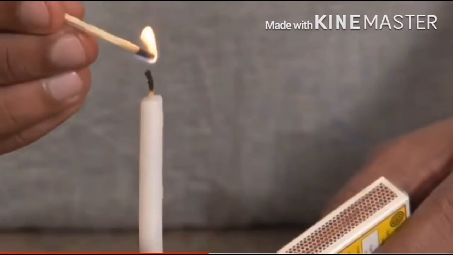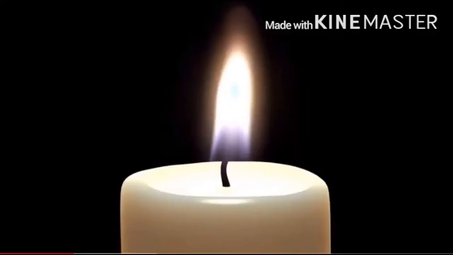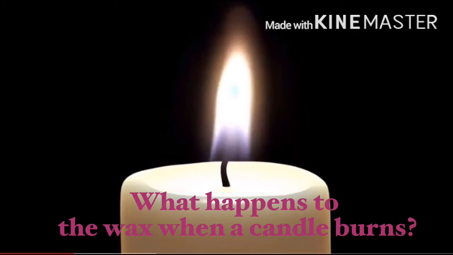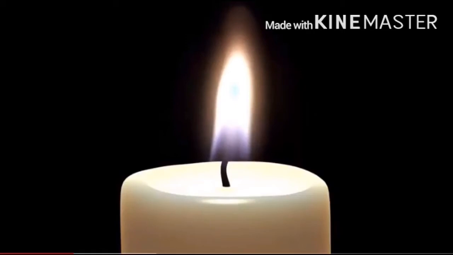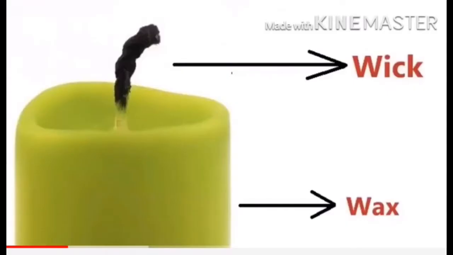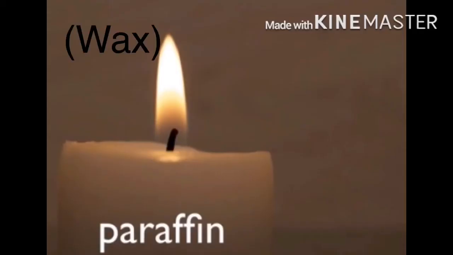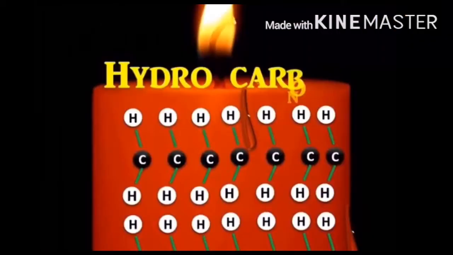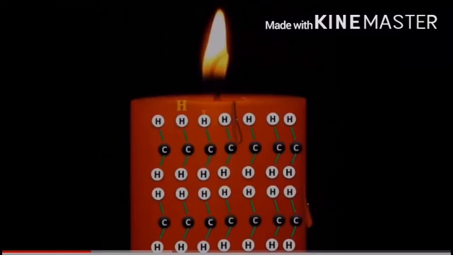Today, first we are going to learn what happens to the wax when a candle burns. A candle has two parts. First part, the wax or paraffin wax, and the second one, wick. Wax or paraffin wax serves as a fuel. It is a hydrocarbon. That means wax is actually made up of compounds of hydrogen and carbon.